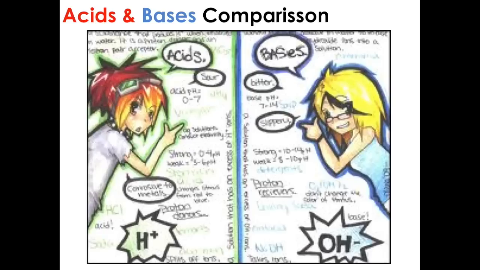Acids, usually, you will find them with a hydrogen ion because they are proton donors. Bases, on the other side, they are proton receivers, and most of the time you can find a hydroxide ion between them.